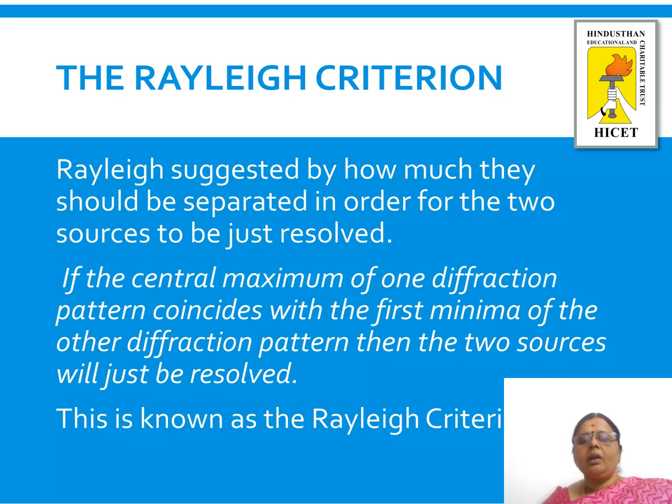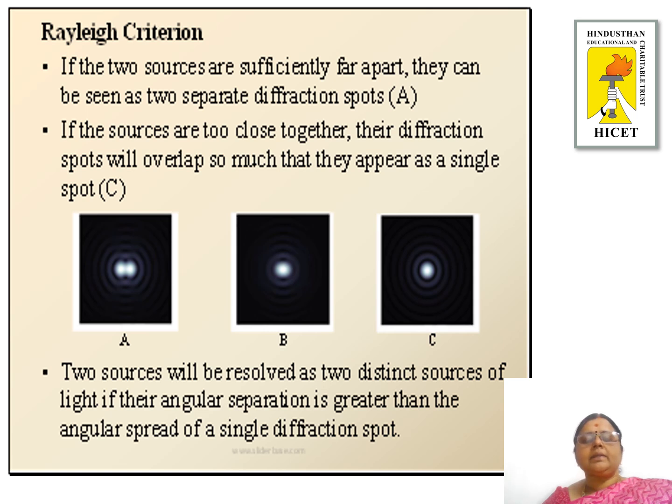What is that? Rayleigh suggested by how much they should be separated in order for the two sources to be just resolved. If the central maximum of one diffraction pattern coincides with the first minimum of the other diffraction pattern, then the two sources will be just resolved. This is known as Rayleigh's criterion. If the two sources are sufficiently far apart, they can be seen as two separate diffraction spots, that is described in diagram A.